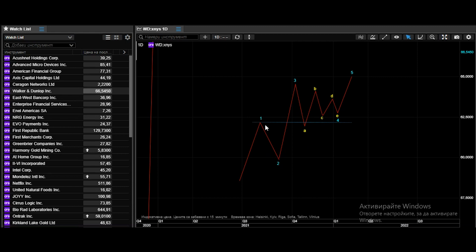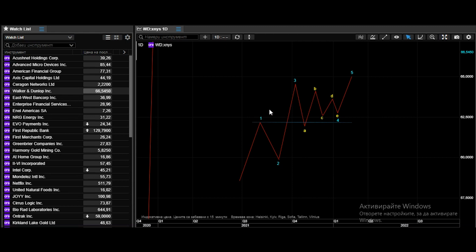Let me explain. I have drawn an impulse. Now, wave 2 doesn't break the start point of wave 1. The third wave is not the shortest, and the fourth wave doesn't end in the territory of wave 1. Yes, it overlaps with wave 1, but it happens in the process of drawing the model itself, which ends here.